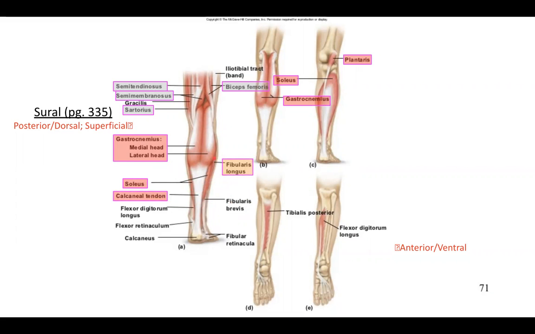Then we have the fibularis longus. So this is a muscle that's going to run alongside the fibula to the outside, and it will originate in the fibula and the tibia and then run down into the tarsals and metatarsals. And it provides a few different actions here, like plantar flexion and eversion, but it also helps to support the arch of your foot.